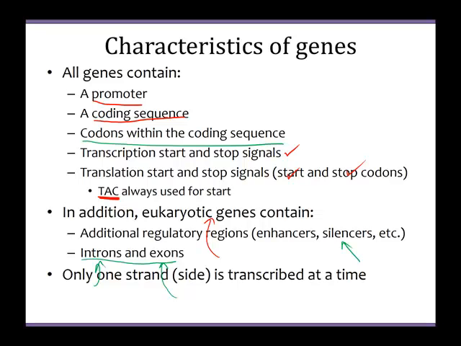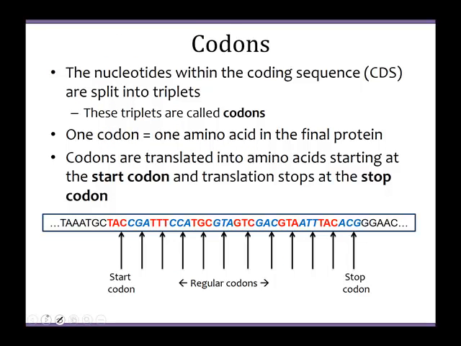And keep in mind, with all genes, only one strand, the template strand, is transcribed at a time. And this is true whether you're a prokaryote or eukaryote. Okay, so that's the structure of a gene, right? Now at this point, imagine that we have transcribed that gene. We're good, we're done. We've made our mRNA.